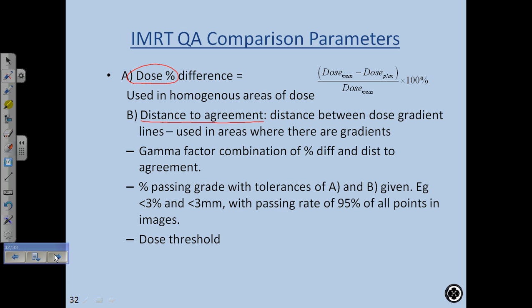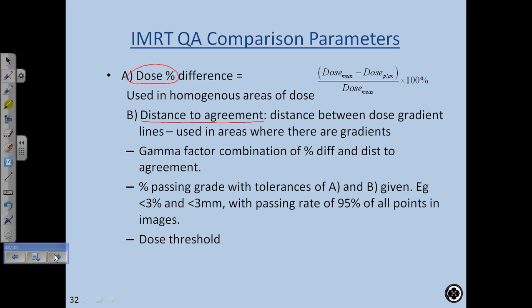The dose percent difference is the dose measured from a MapCheck minus the dose planned, divided by the dose measured, times 100%. It does that formula for every diode on a MapCheck. Okay? And then distance to agreement is the distance between dose gradient lines, used in areas where there are gradients.